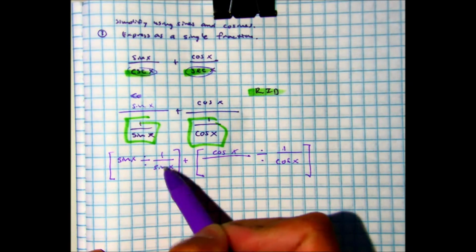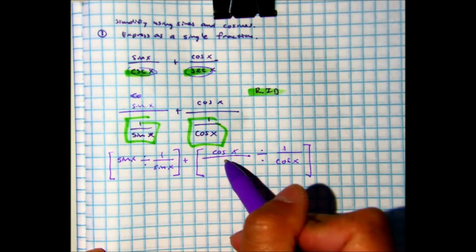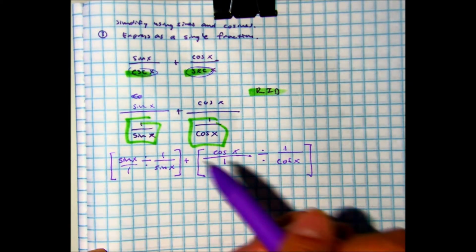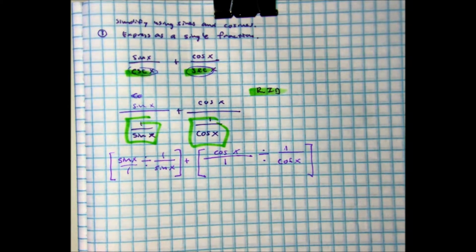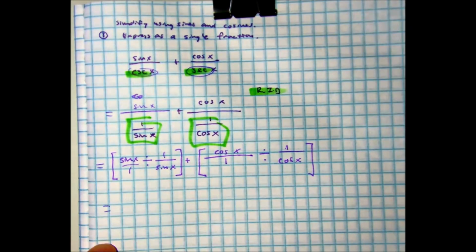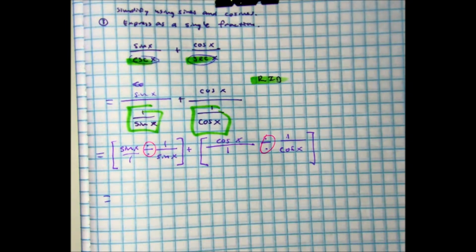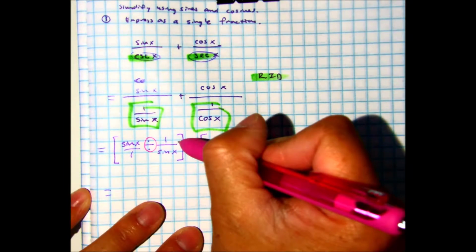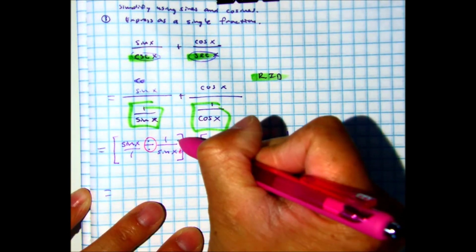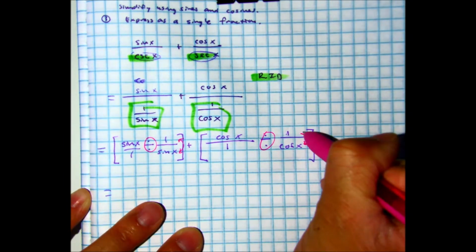Class, can we cancel these sines here? Even if I made it a fraction over 1, could I cross cancel? No. Why not? Yeah, it's division. So we need to change these into what? Multiplication. And what happens to the second fraction? You take the reciprocal.